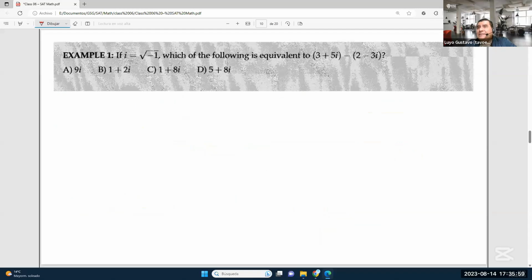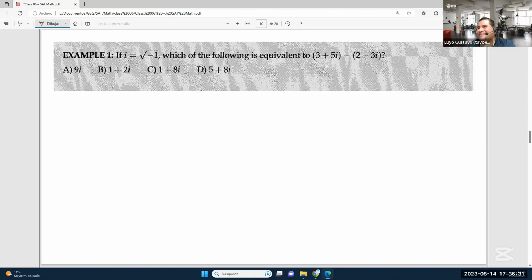You can do some basic operations. For example, whenever you see a question like this: if I equals, okay, the imaginary unit, the square root of -1, which of the following is equivalent to 3 plus 5i minus 2 minus 3i? Remember, when you see expressions like this and they ask you to add or subtract, treat the I as if it were some kind of X.